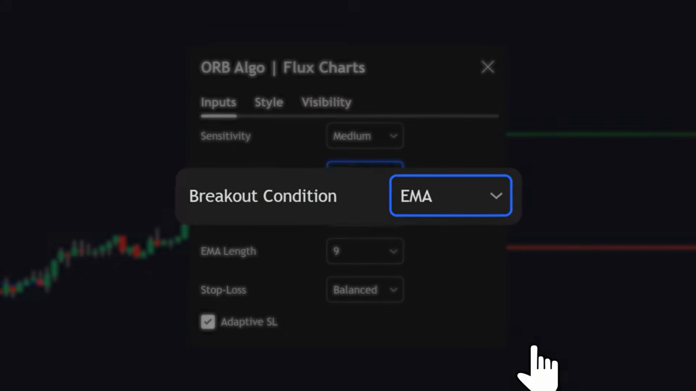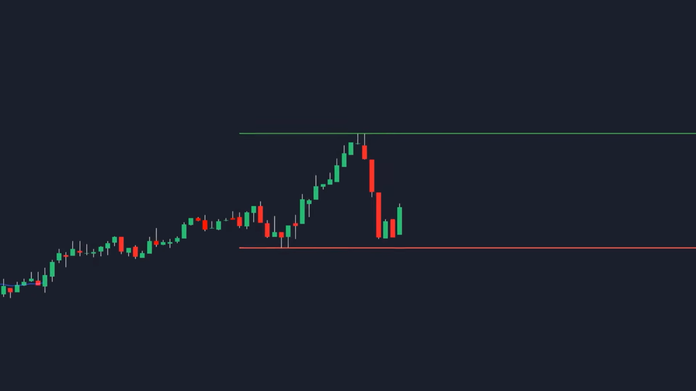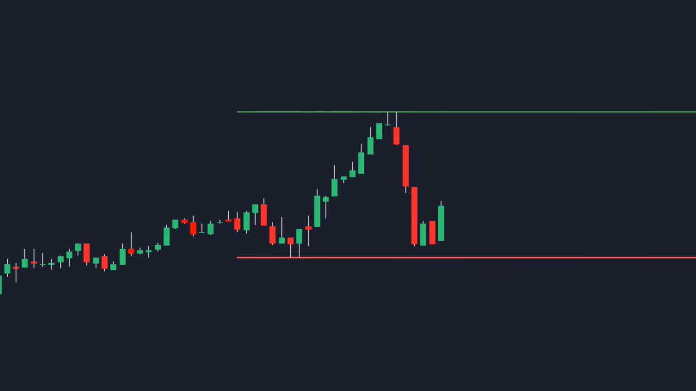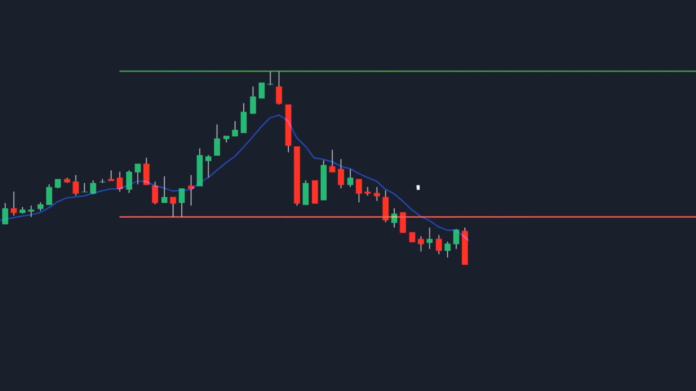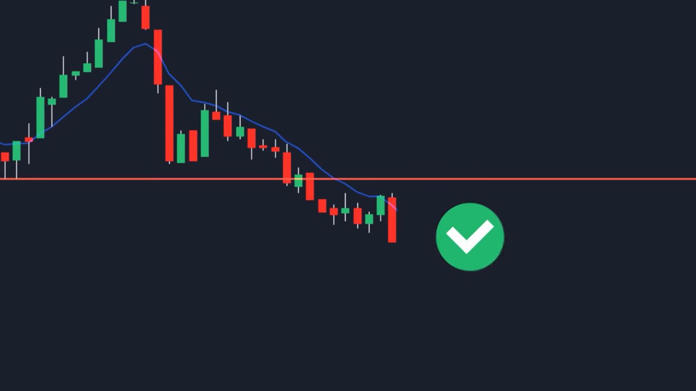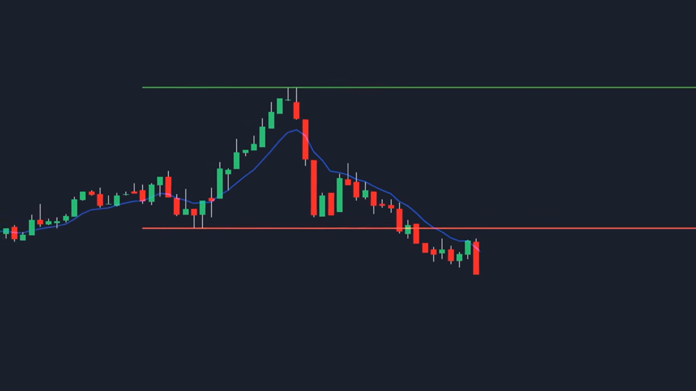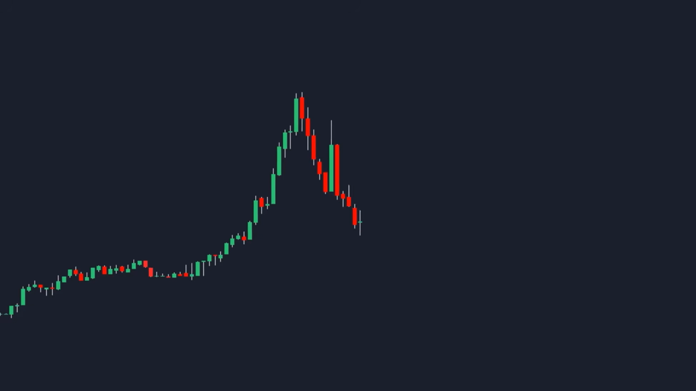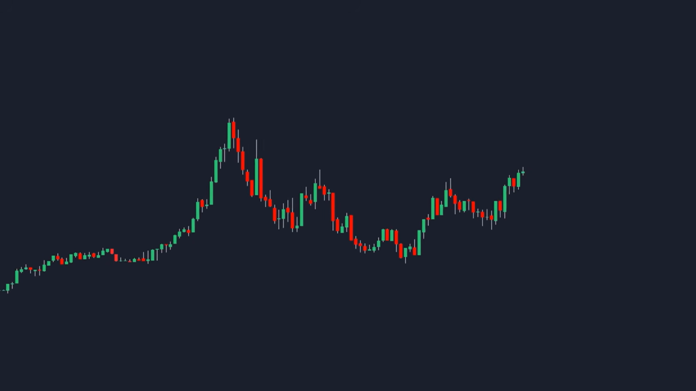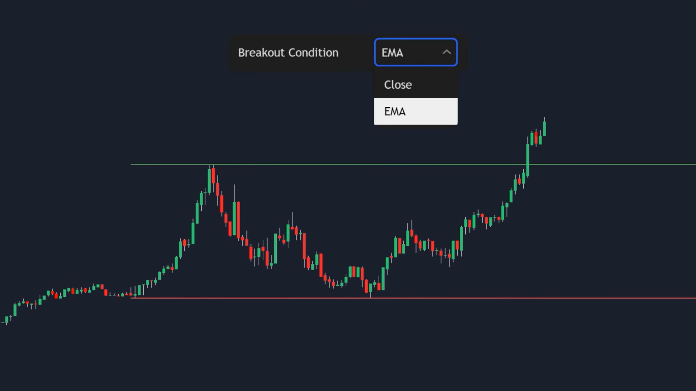The second method is the EMA-based breakout. Instead of looking at price itself, the indicator looks at the exponential moving average. If the EMA line crosses the opening range high or low, that's when the breakout is confirmed. This adds a little delay, but it also filters out weak moves and fakeouts. So if you're trading during a volatile news session or an asset known for fakeouts, this method can keep you out of a lot of trouble.